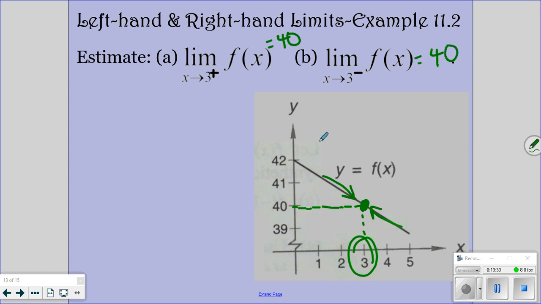On a continuous function that doesn't have a jump, the left and the right hand limits should be equal. So on this one, if we were looking at just the limit as x approaches 3 of our function, it would also equal 40 because the left and the right hand limits are both matching up. Okay?